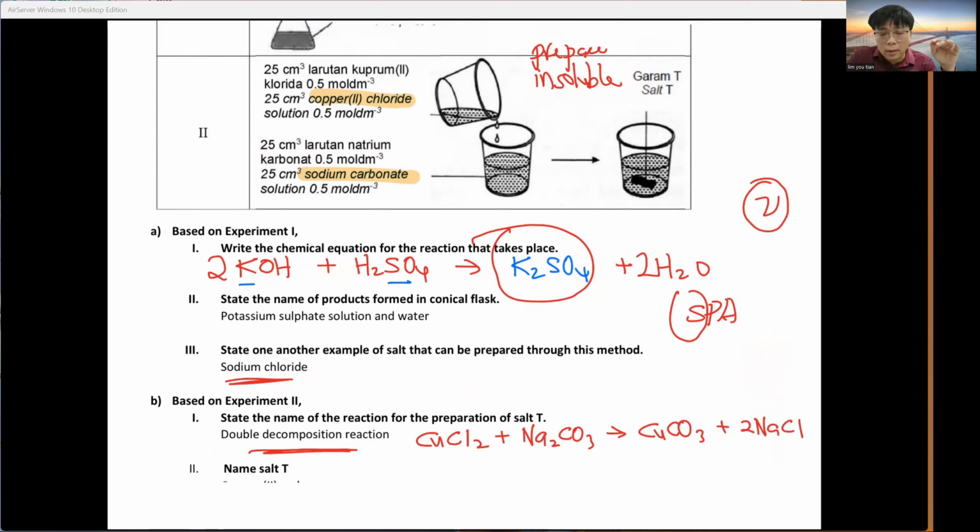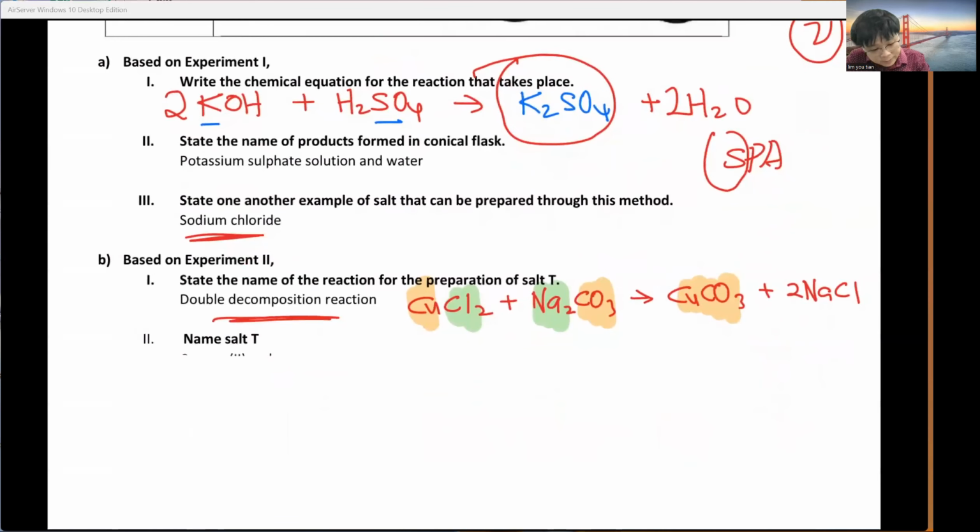You see, when these two are added together, they exchange. Exchange means what? The copper with CO3. Okay. Then after that, the sodium with chloride. Then you look at the diagram, the salt T is the insoluble salt. Then you need to ask yourself, which one is insoluble? Okay. Then go back to the shortcut again.